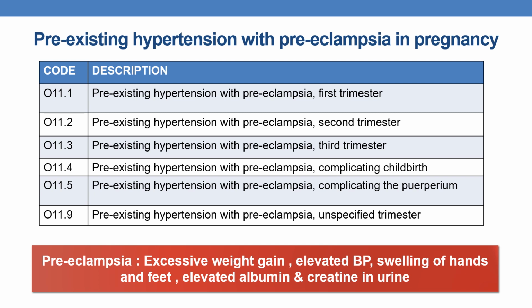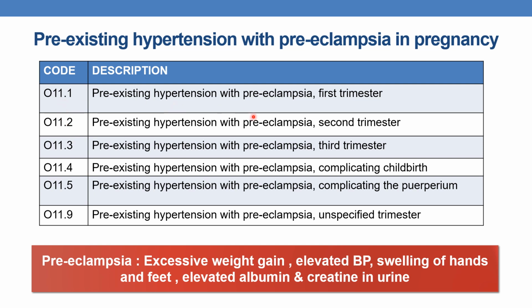Now coming to the next category, that is O11, pre-existing hypertension with pre-eclampsia in pregnancy. What is pre-eclampsia? Excessive weight gain, elevated BP, swelling of hands and feet, elevated albumin and creatinine in urine. Whenever this condition is seen during pregnancy, it is called pre-eclampsia. And pre-existing hypertension, whenever associated with pre-eclampsia, is given by the O11 series.